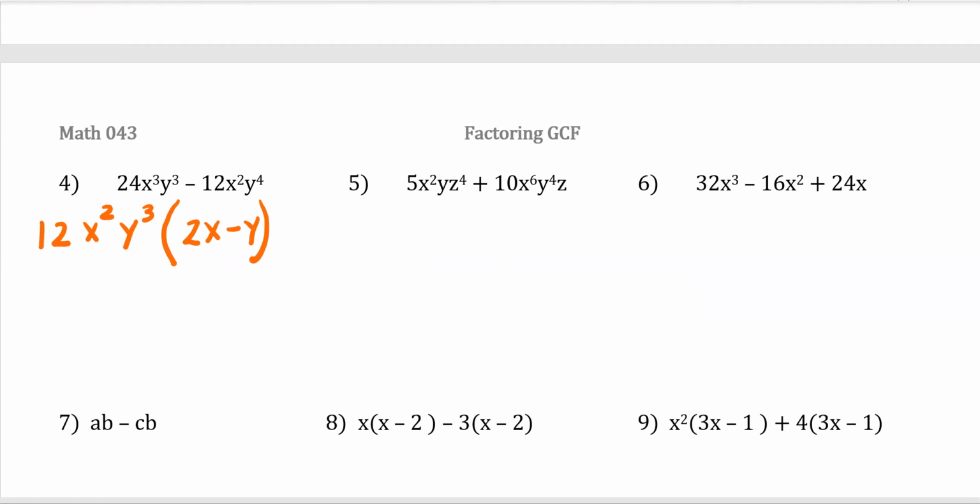Number 5, your coefficients are 5 and 10. The greatest common factor would be 5. They share an x. The one with the smallest exponent is 2. They share a y. The smallest exponent is 1. They share a z. The smallest exponent is 1. So the other factor will be z cubed plus 2x to the 4th y cubed.